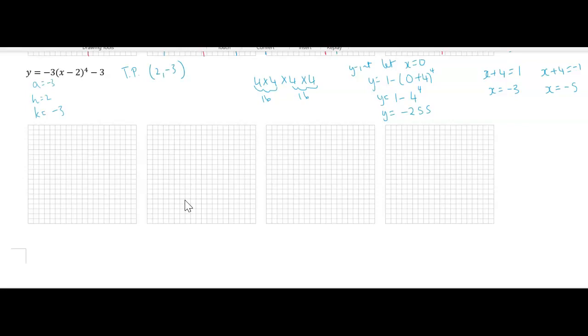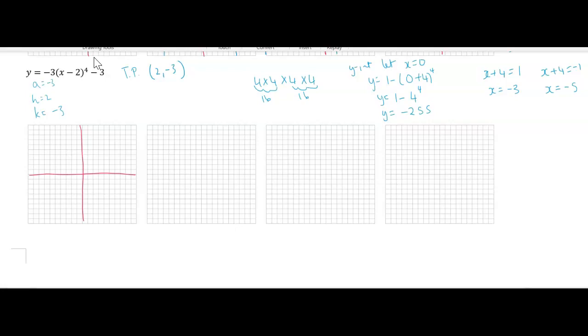The value of a is -3. So that means we've had a reflection along the x-axis, and we've also had a dilation factor of 3 from the x-axis. All right, so keep that in mind. We already drew the basic quartic before, so I'm not going to draw it again.